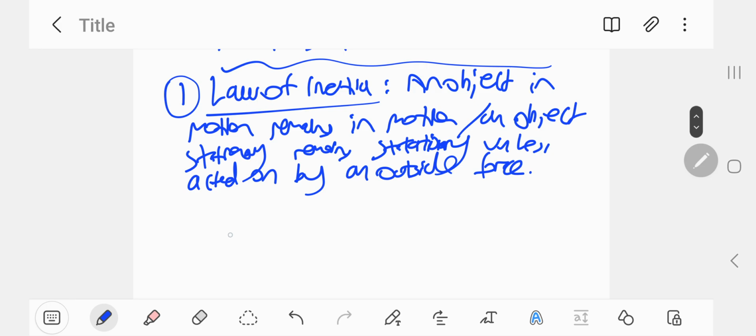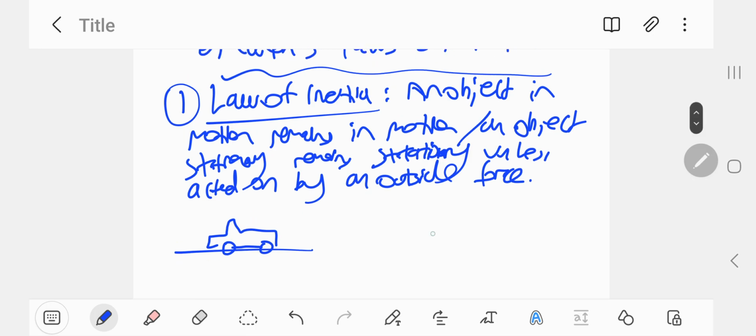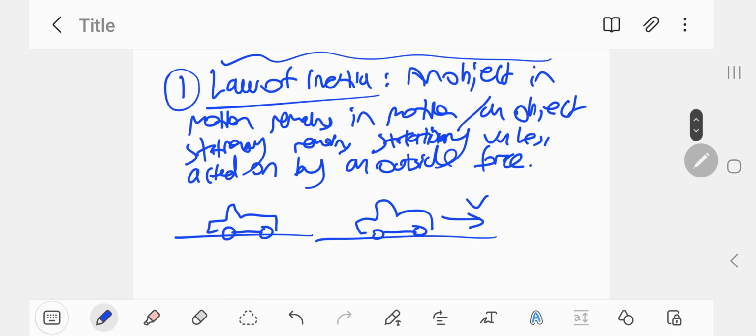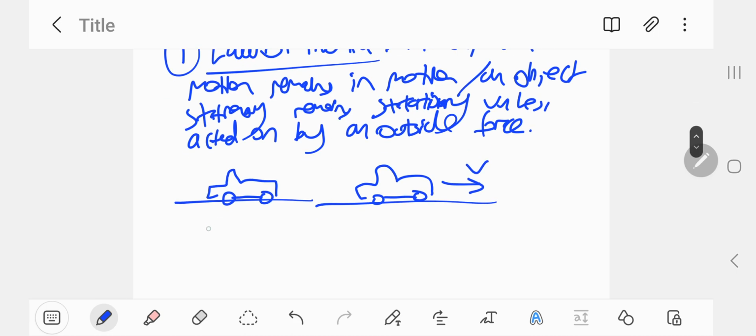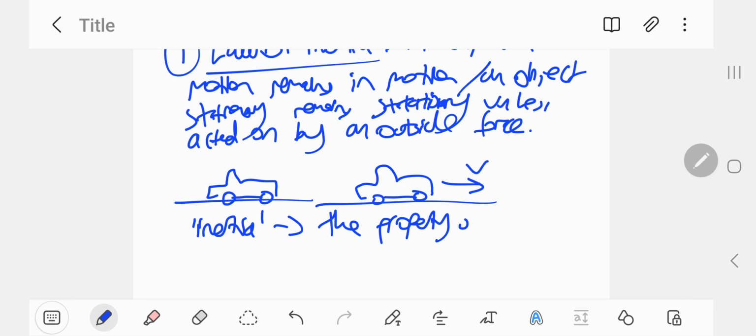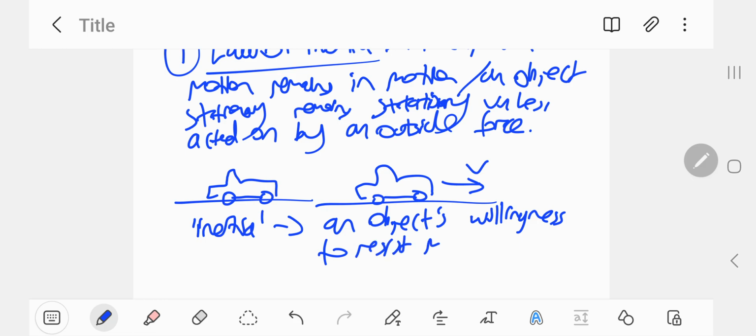An example, well, suppose you've got a car that's just sitting there, stationary. There are no forces acting on it. And suppose you have another car driving along at constant speed, called V. These two scenarios are Newton's first law of motion in action. Inertia, by definition, is the property, I should say, an object's resistance, object's willingness to resist motion.